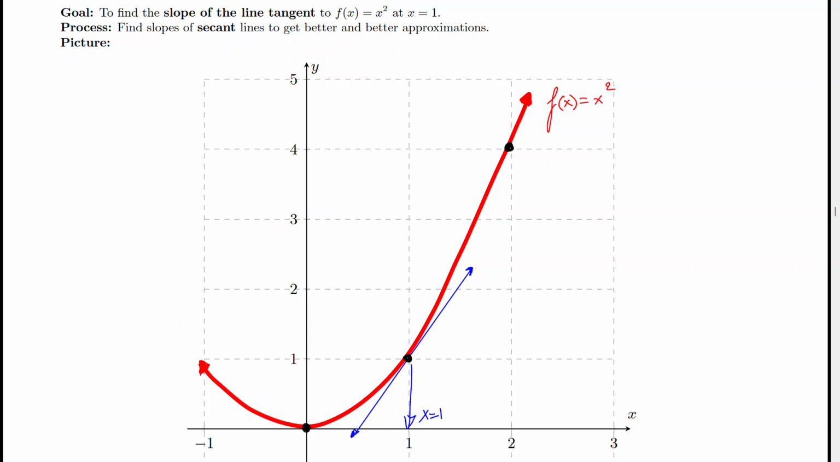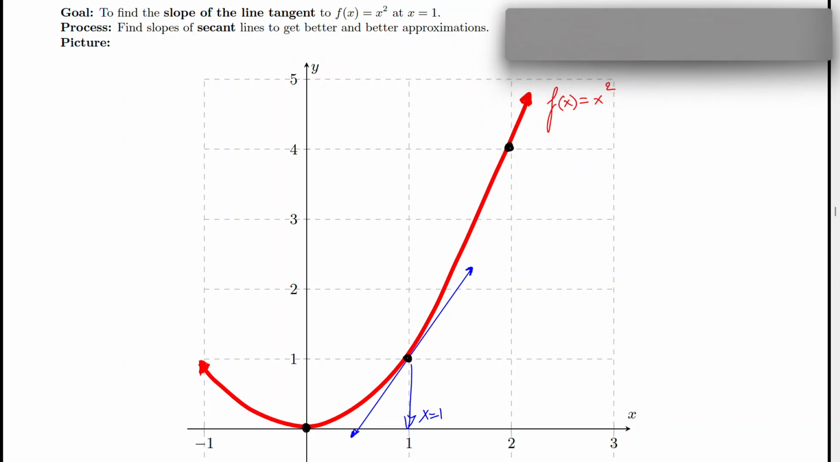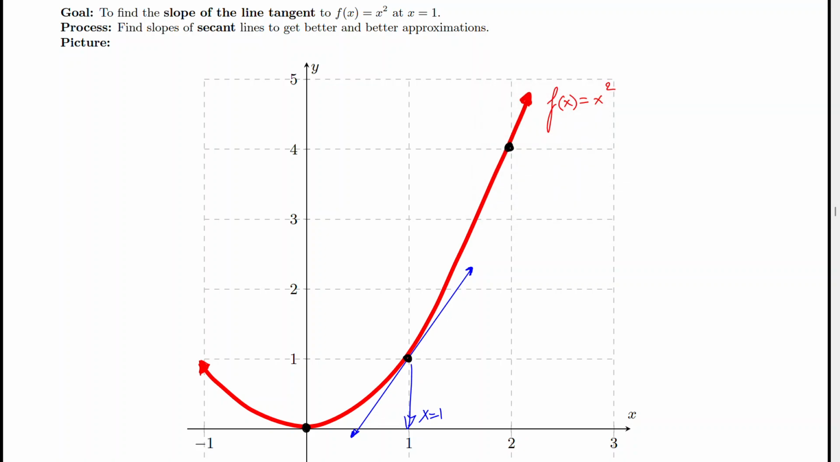So that is what we call the tangent line, and in order to find the tangent line, we will be using limits and derivatives later on. But for now, we don't have those tools, so how can we go about finding the slope of this blue line? Well, the process is going to be to find the slopes of secant lines and get better and better approximations. So what do I mean by that? Here's what I mean by that.